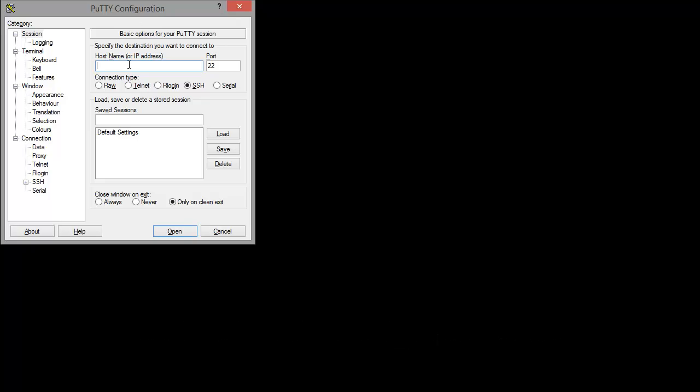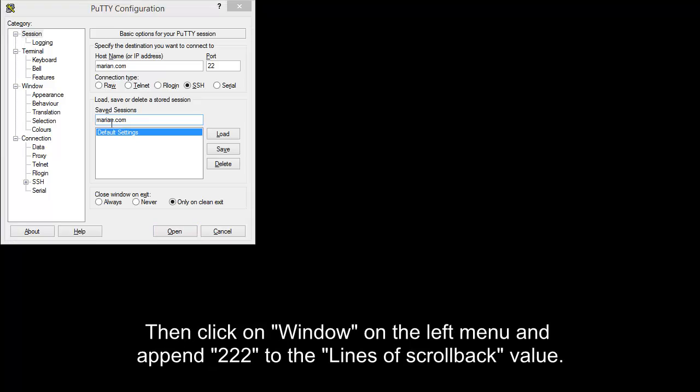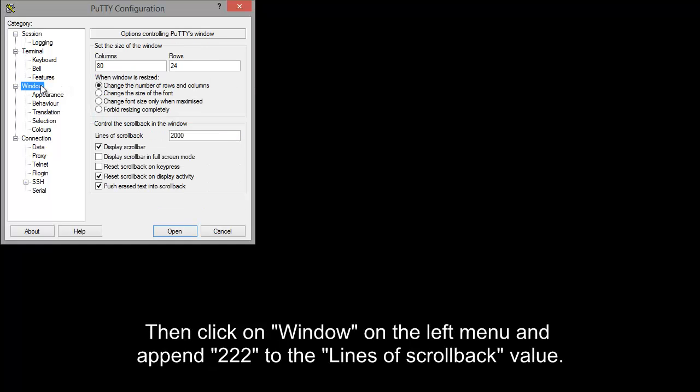In the hostname field, we'll type marian.com, and in the saved sessions, we'll do the same. For port, we'll leave 22 as we've configured VirtualBox, but if you use other custom port to connect through SSH, please don't forget to update it. Then click on Window on the left menu and append 222 to the lines of scrollback value.